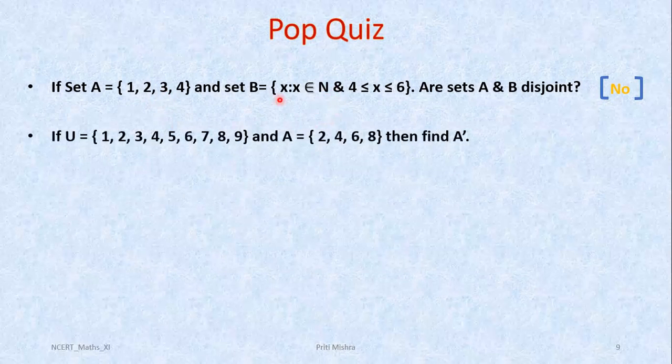Now our next question is, if U is equal to {1, 2, 3, 4, 5, 6, 7, 8, 9} and A is equal to {2, 4, 6, 8}, then you have to find the complement of A. What is the answer? Yes, it's a very easy question. I hope you have done it. Its answer is {1, 3, 5, 7, 9}. What you have done is just deleted all the numbers of set A from the universal set. So here is the answer.